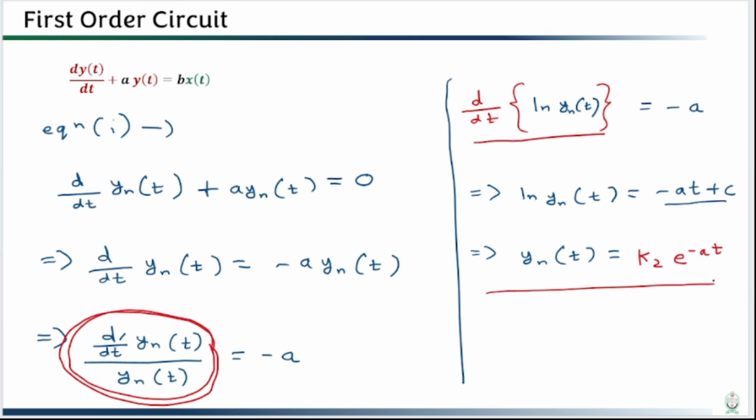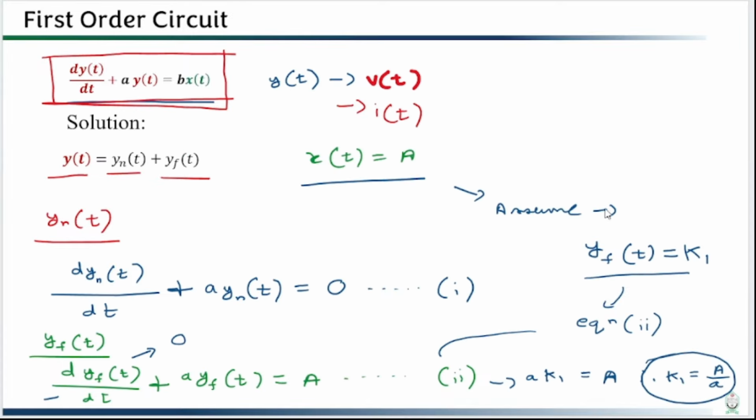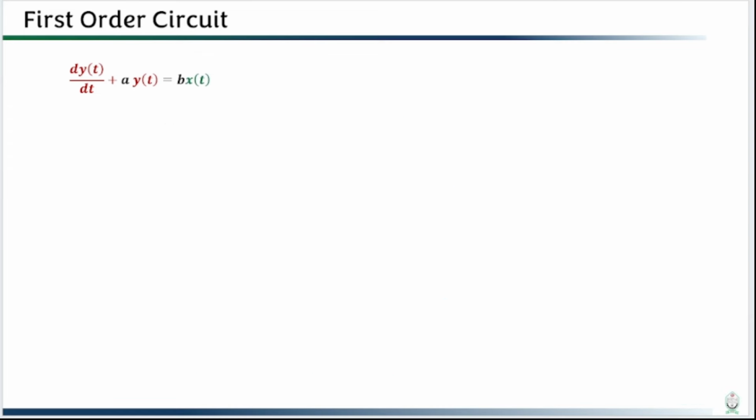So this is how we will have the natural response of the system in case of first order circuit. And we have assumed that the response of the forced case will be K1. So the total response of this case you can assume to be K1 plus K2 e to the power minus at.